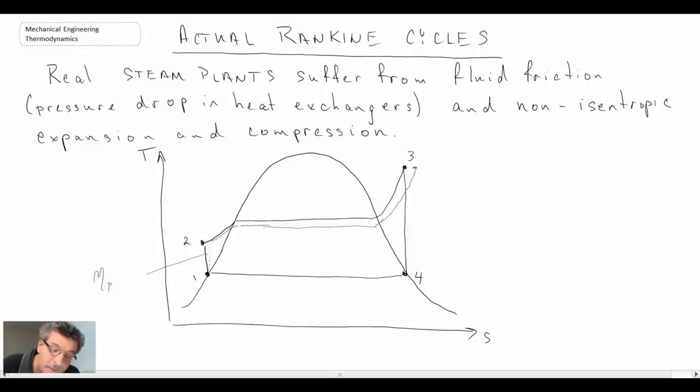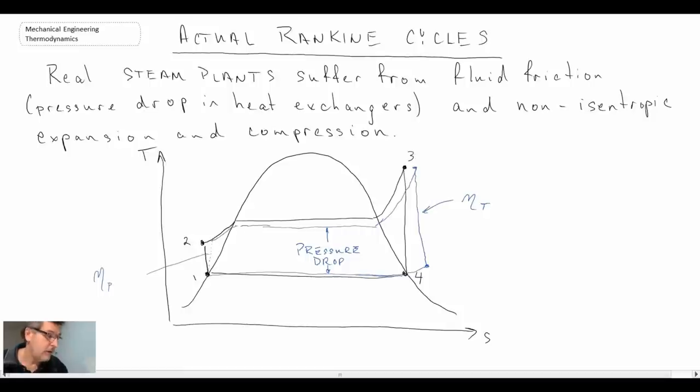And then when we expand in our turbine, we will not expand isentropically, but we will actually increase in entropy. And so we might expand out to that state there. And so this here would be adiabatic efficiency within the turbine, so the component efficiency. And then finally, we go into the condensing unit, and again, we will have pressure drops. And so the pressure will drop down. And so we have a difference between our ideal cycle and the real world cycle, as illustrated by the difference in the blue line from the black line.